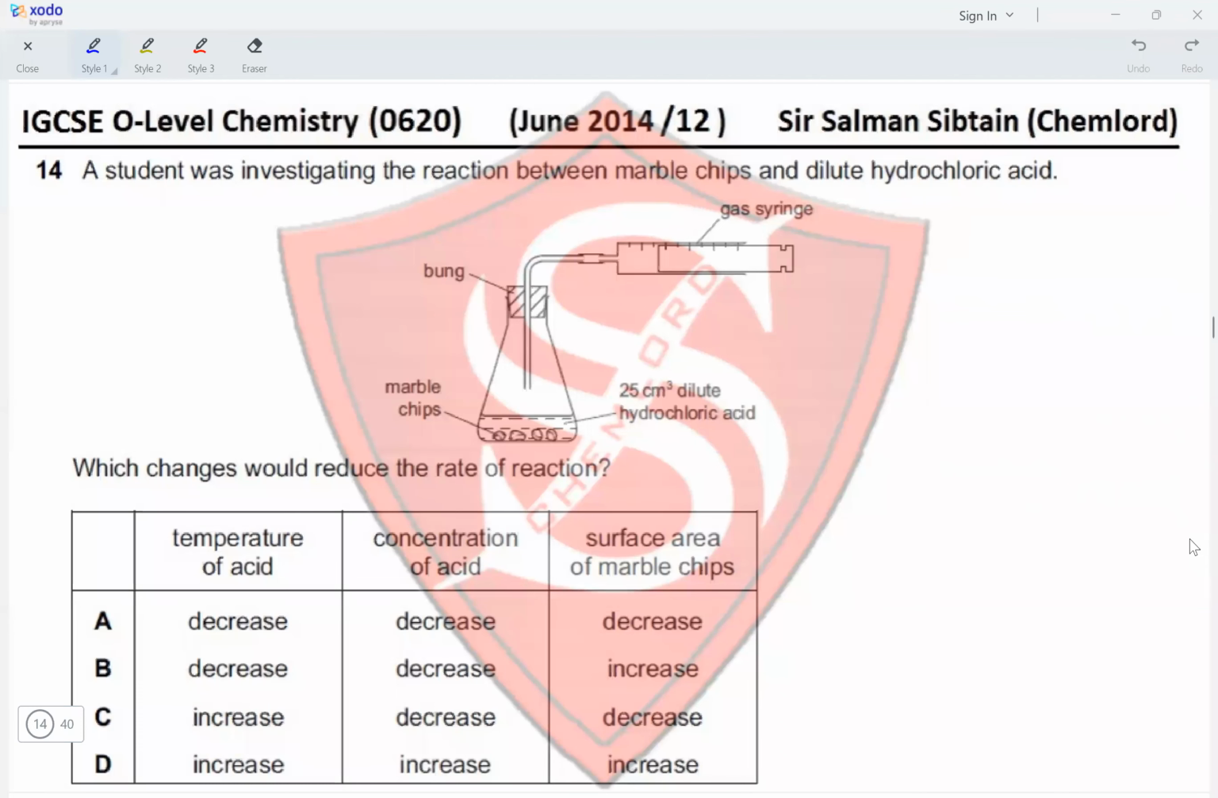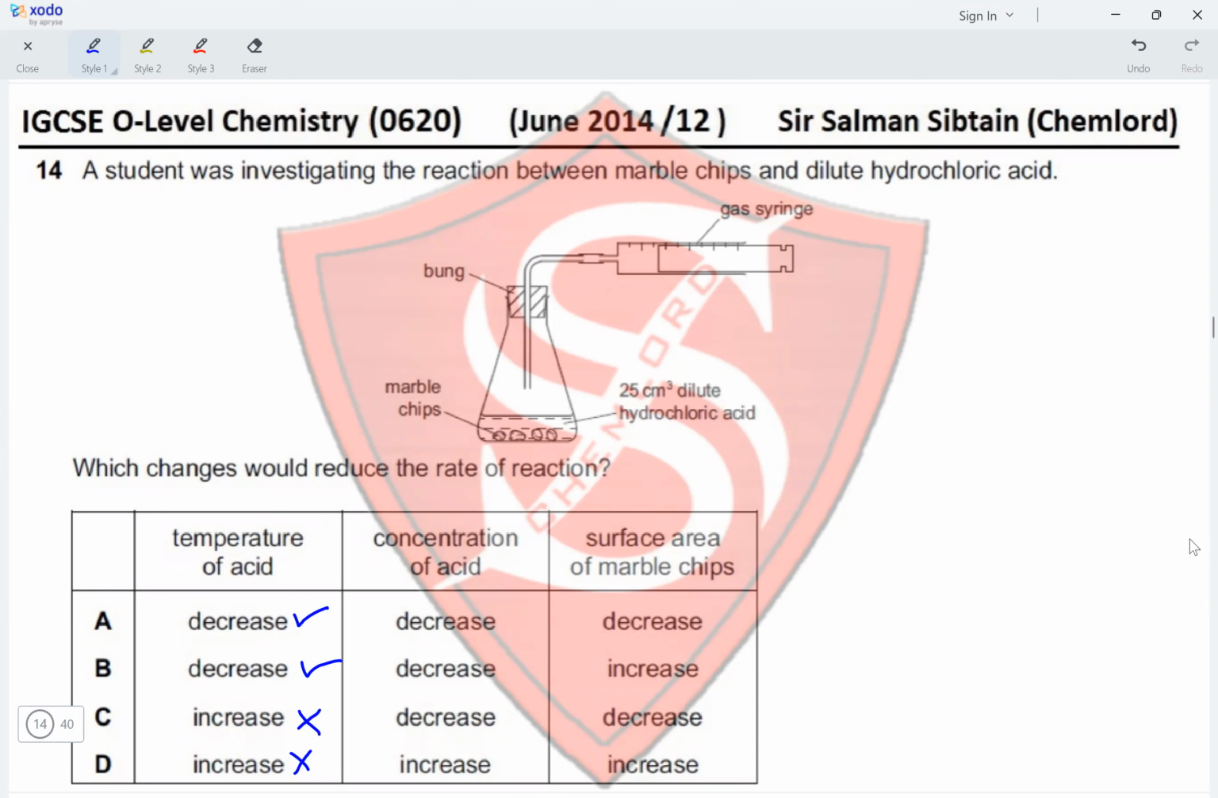Question 14. A student was investigating the reaction between marble chips and dilute hydrochloric acid, and he was collecting the gas according to the diagram. Which changes would reduce the rate of reaction? Okay, decreasing the rate of reaction. Temperature of the acid. So an increase in temperature increases the rate of reaction, so the temperature should decrease. So this eliminates options C and D.